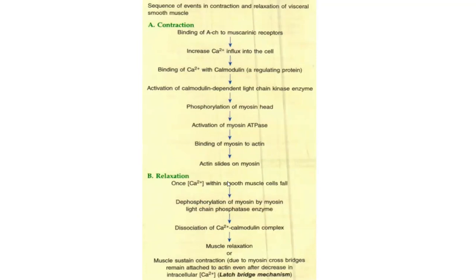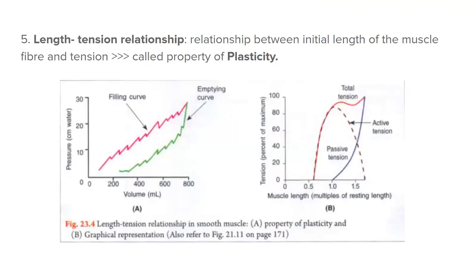Relaxation is the same thing as the calcium level falls. There is dephosphorylation of the myosin head, and because of the dephosphorylation, there is dissociation of the calcium calmodulin system, and there is relaxation. Or there can be sustained contraction, which we just spoke about, the latch bridge mechanism, where the cross bridges can stay just like that and not detach for almost an hour. This maintains the basic tone of the gut.